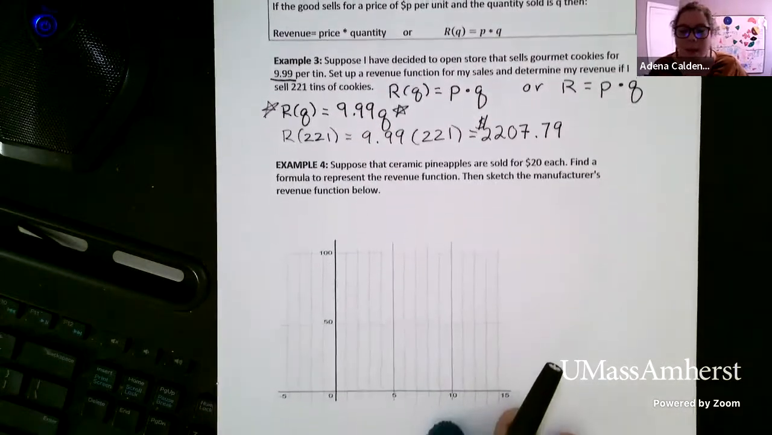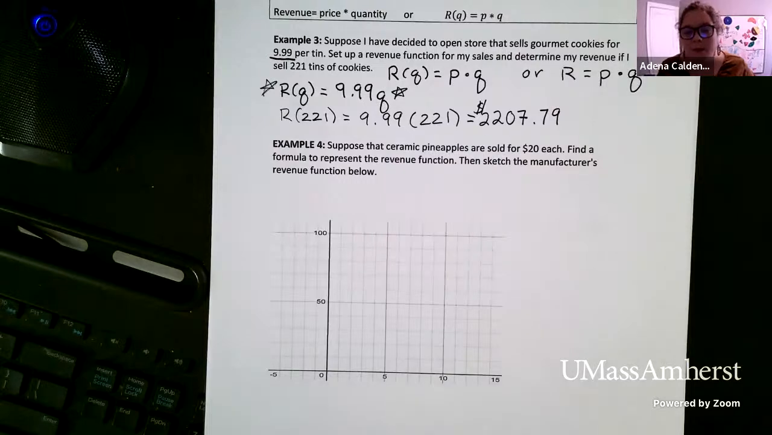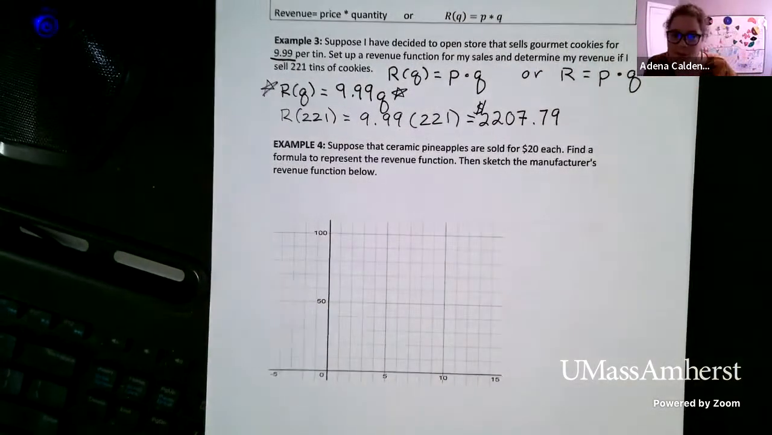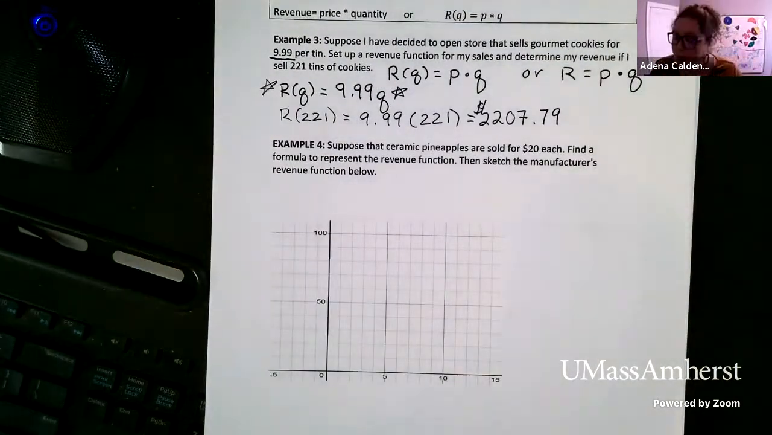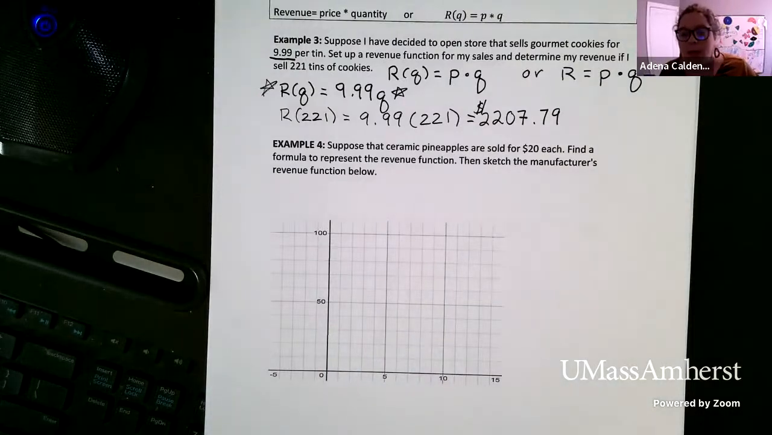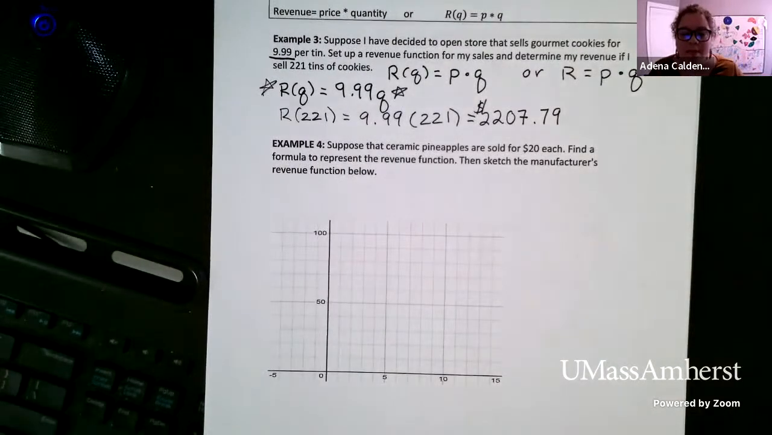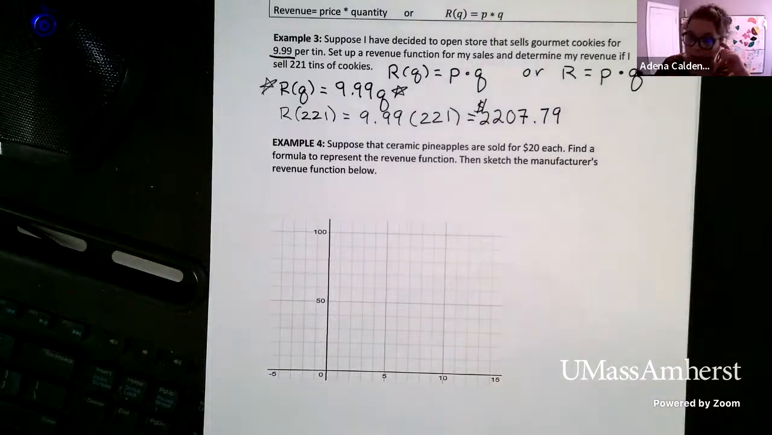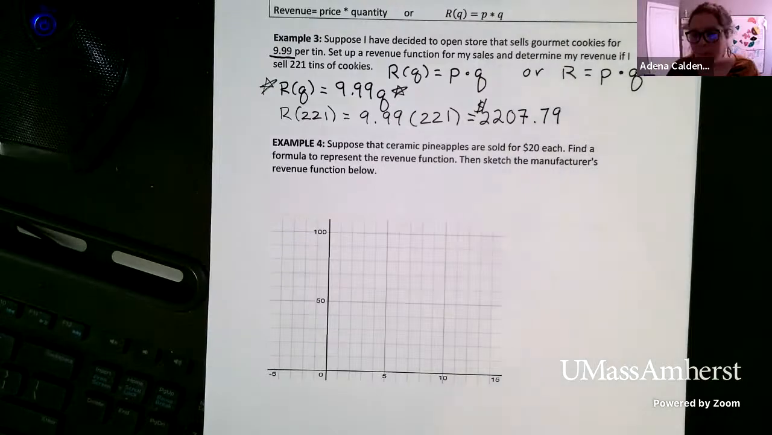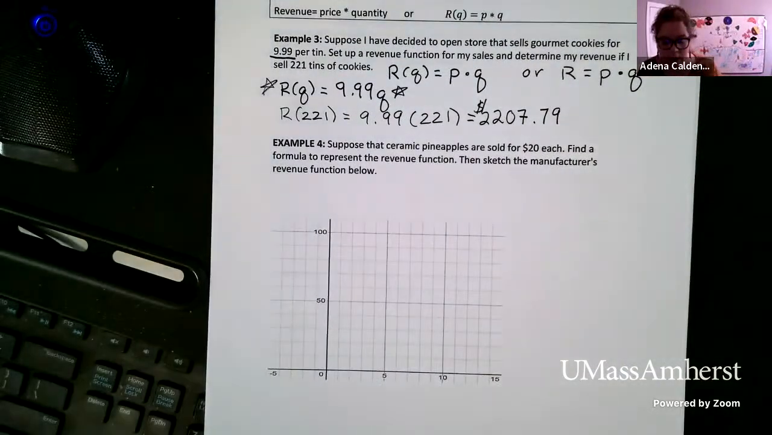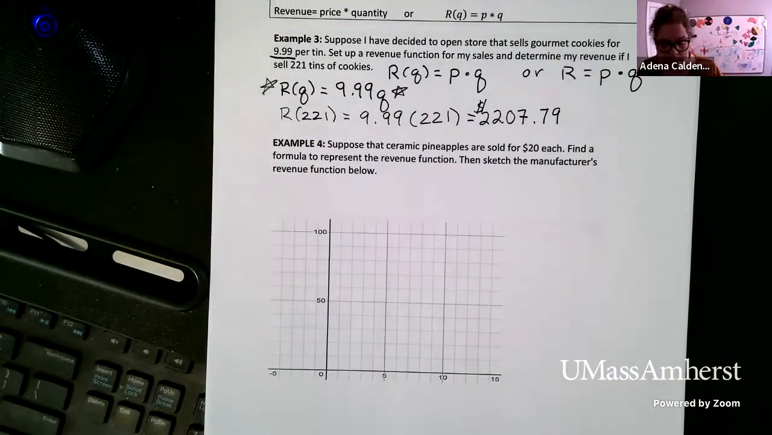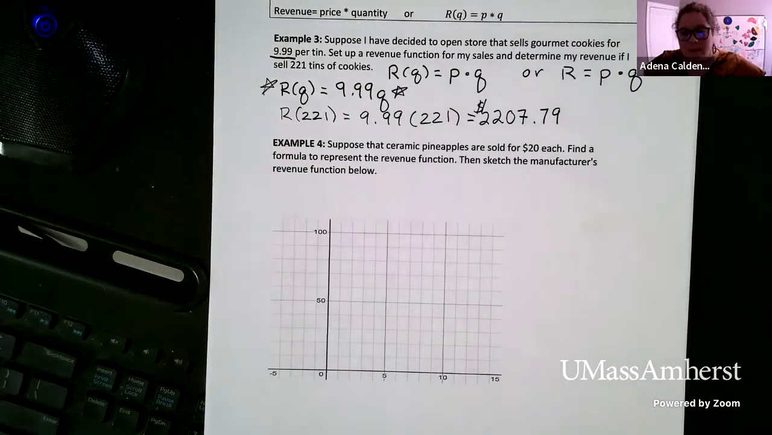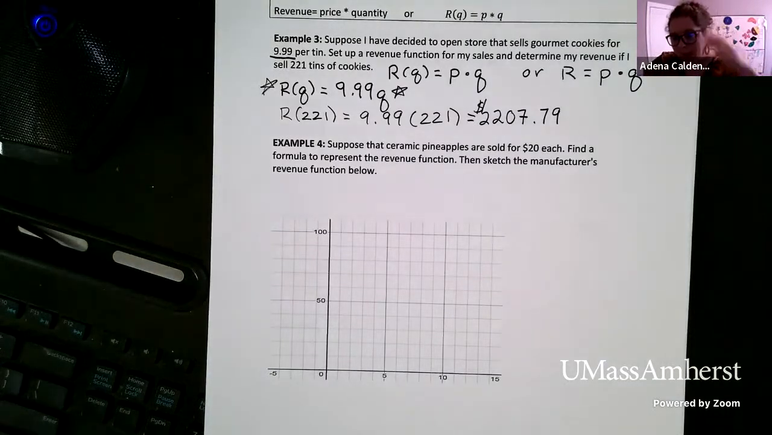Okay, so suppose that ceramic pineapples, remember we were finding the cost of those before, and now we're going to sell them, are sold for $20 each. Find a formula to represent the revenue function, then sketch the manufacturer's revenue function below. So I just want you to set up a revenue function and then quickly sketch what that line looks like based on what you know about linear functions. So just take a quick minute, see if you can write that out, and then see if you can think about how we would draw that line.